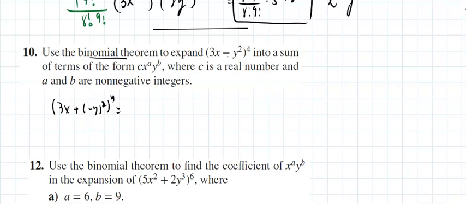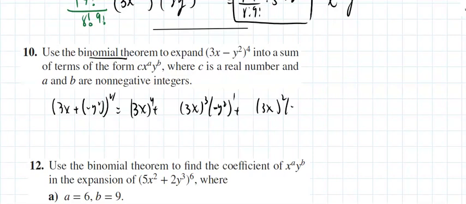So you could use the binomial theorem and say, okay, you know what? That is 3x raised to the 4th, and 3x raised to the 3rd, that means the negative y squared is raised to the 1, the 3x squared, the negative y squared squared, the 3x to the 1, the negative y squared cubed, and no 3x, just negative y squared raised to the 4th.